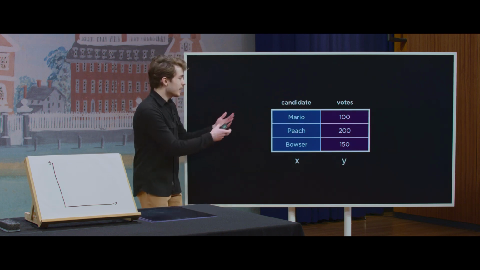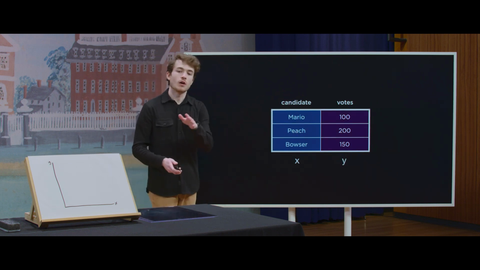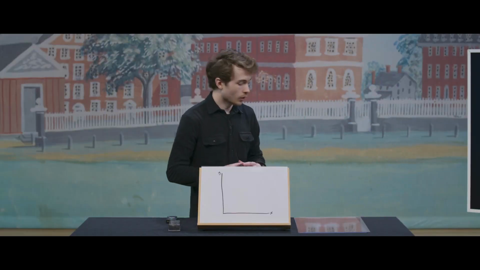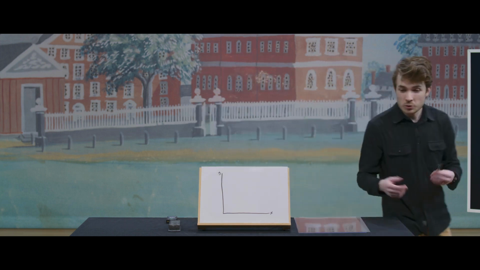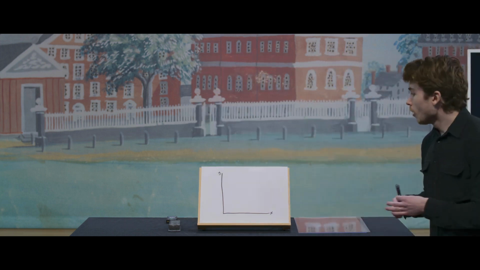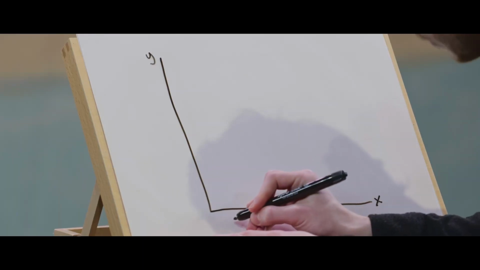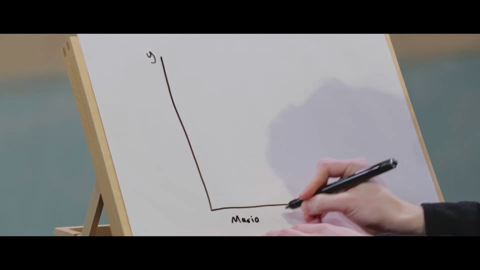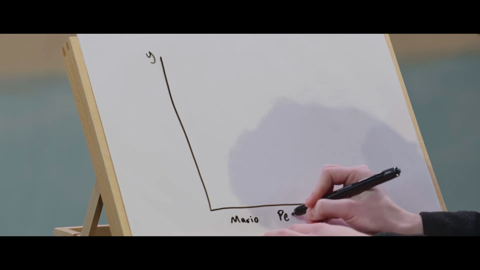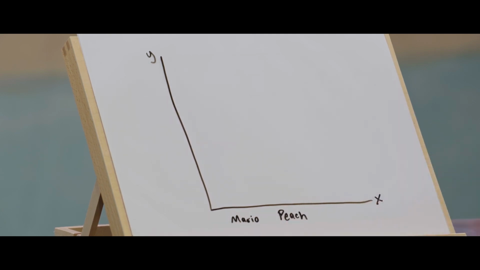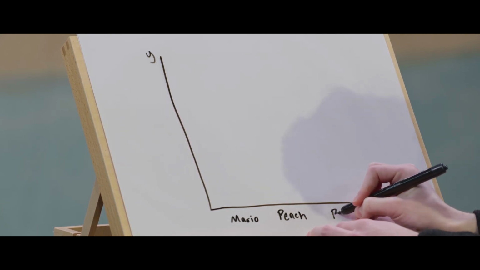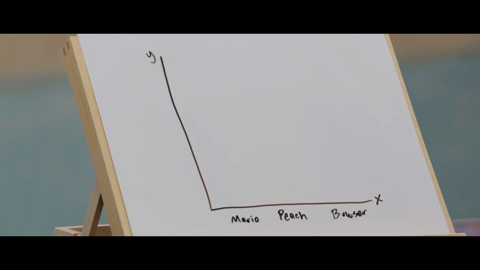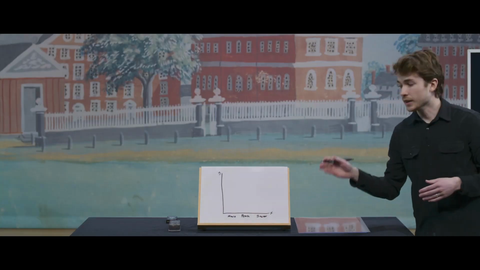And so we can see what it looks like to now map these columns to our plot over here. If I wanted to map my candidate column to the x-axis, what could I do? I could write these candidates' names on the x-axis here. I'll start with Mario down below, and then I'll follow it with Peach, who's our second candidate. And now I'll follow that with Bowser, our third candidate. So now we could say our column candidate is mapped to our x-axis.